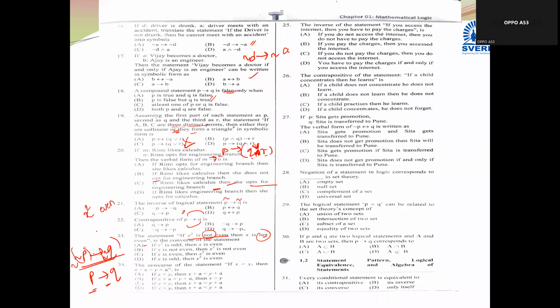एक्स स्क्वेअर इज इव्हन, देन एक्स इज इव्हन, असं कुठे सांगा? Option B, ma'am. Option A, ma'am. एक्स स्क्वेअर इज ऑड दिसते मला. If x is even, then x square is even. Option C, ma'am.